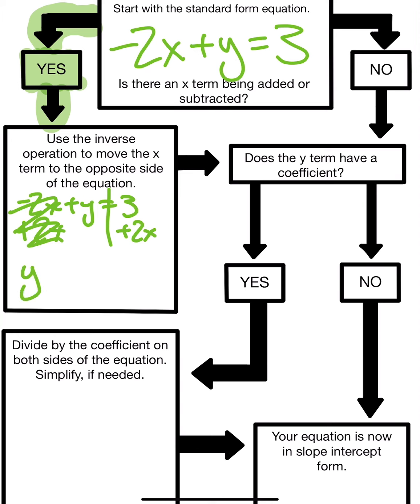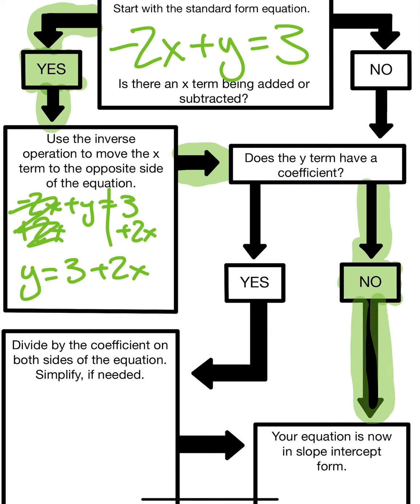So it's going to leave us with y equals 3 plus 2x, because remember, this 3 doesn't have an x on it, so we can't combine these two. They're not like terms. Let's follow our arrow to the next box, where it says, does the y term have a coefficient? Let's check. I don't see a number here. Since there's no number, we're going to say that's a no. Let's highlight that.